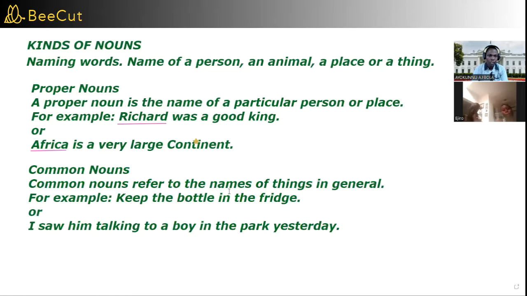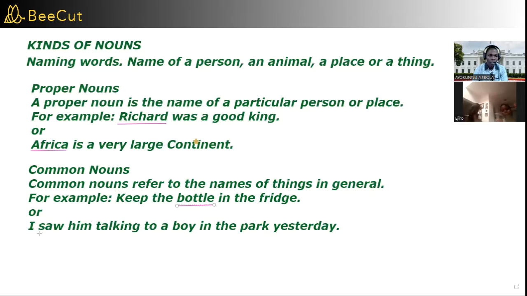For example, keep the bottle in the fridge. If I say keep the bottle in the fridge, I didn't mention which of the bottles. I just say keep the bottle in the fridge. So it could be any bottle. So bottle there is a common noun. It's the name of things, but you are not referring to a particular one.